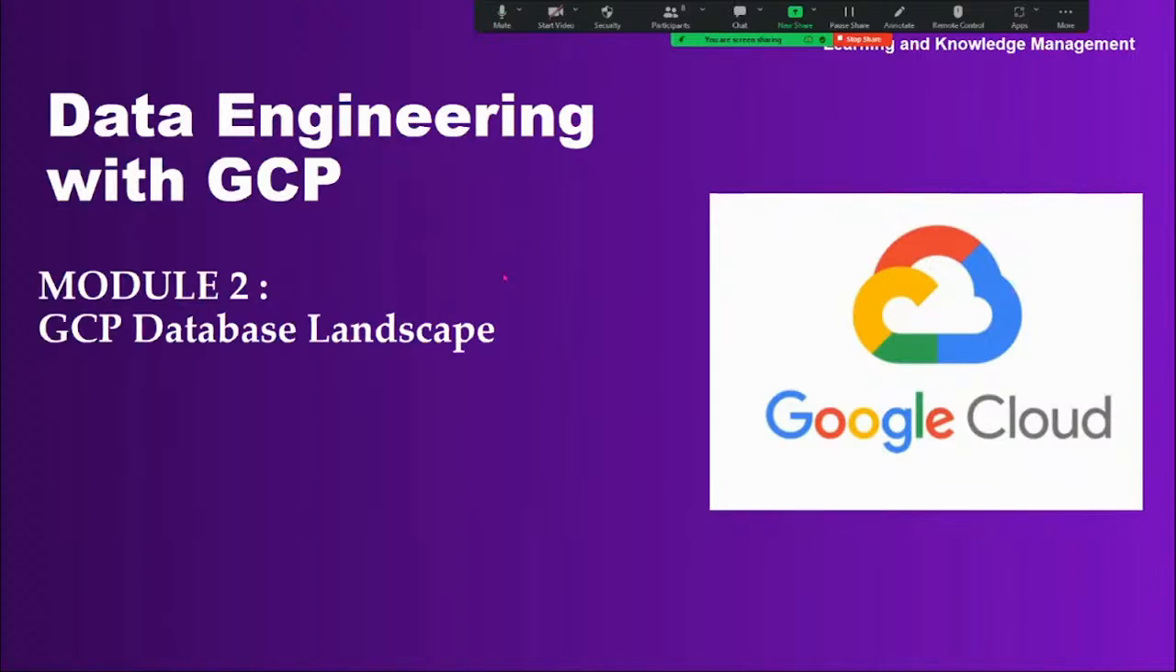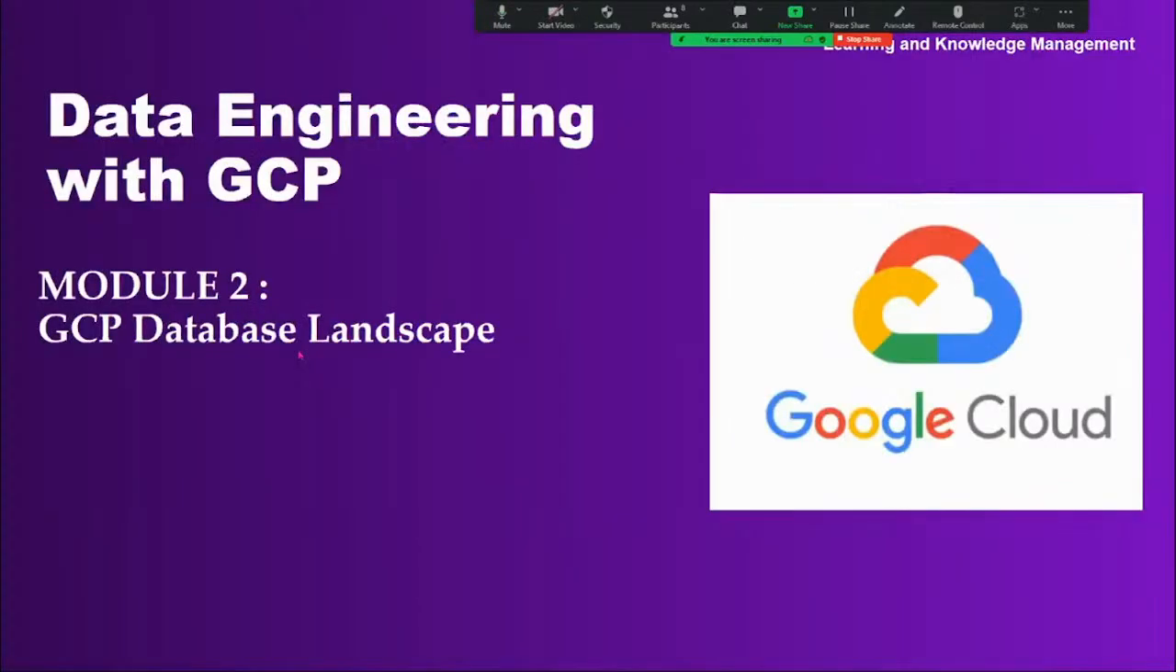In the second half of our session, I will tell you how to create a free tier account in GCP, so that you'll be able to create a free tier account. After that, you'll be able to practice the sessions that we are having. So let me start with the session today.